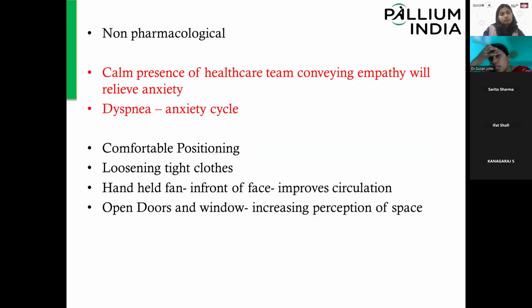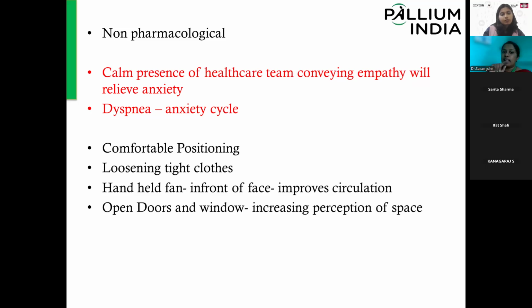What are the non-pharmacological measures? This is very, very important for a palliative care nurse, because you are the first one who sees the patients with severe breathlessness when the patient comes to our OP, or to the IPD or the casualty. If you are seeing a patient with severe breathlessness in advanced cancer or advanced disease, the calm presence of the healthcare team conveying empathy will relieve the anxiety. The patient has severe anxiety because of fear of death. So your calm presence and empathy will relieve it. When the anxiety decreases, breathlessness also decreases.